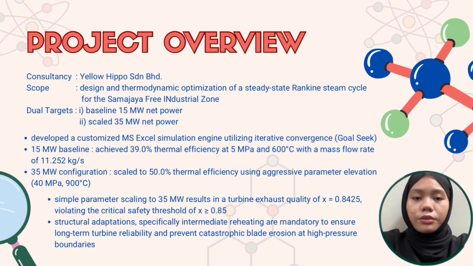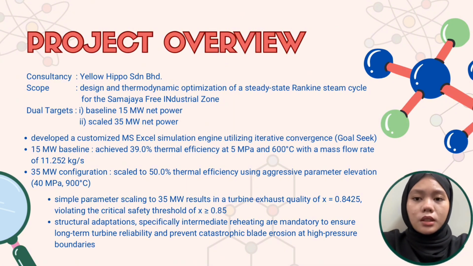A baseline of 15 MW net power system was modeled. Parametric analysis revealed that while increasing turbine inlet pressure enhances thermal efficiency, it is ultimately constrained by the critical steam quality threshold of x ≥ 0.85, required to prevent blade erosion.